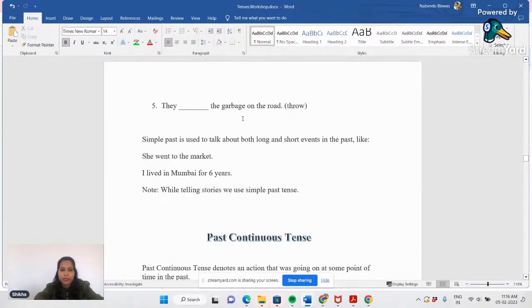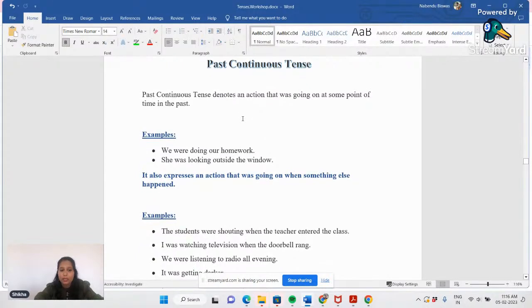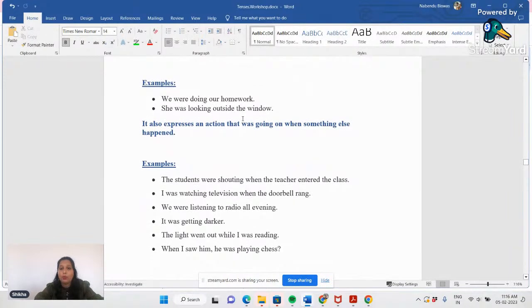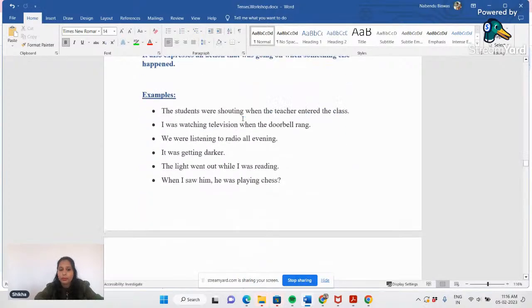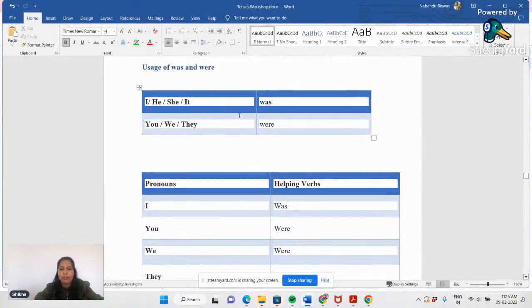Okay, then we saw past continuous tense also. Past continuous tense talks about all the actions which happened in the past and were continuous in nature. Like, we were doing our homework. We plus were plus doing our homework. She was looking outside the window. So when do we use was? If our subjects are I, he, she, it, we will use was. With you, we, they, we will use were.